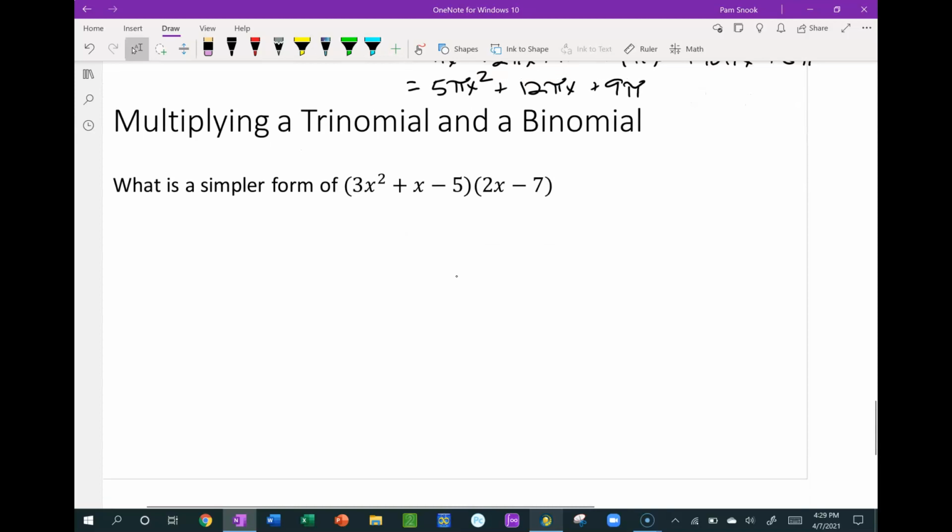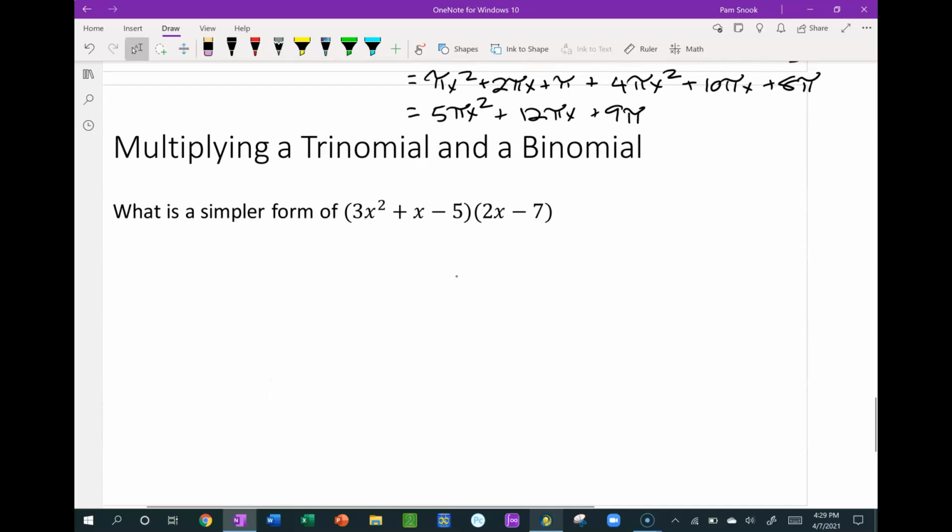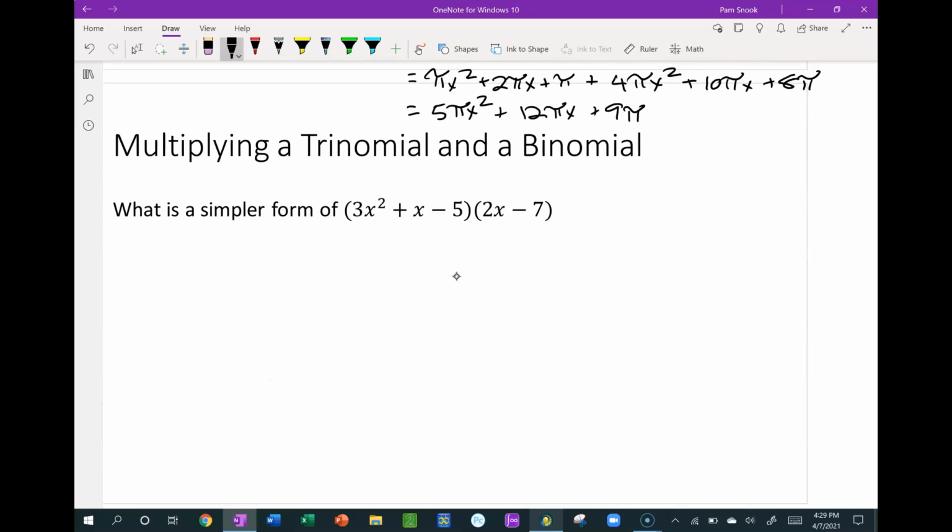All right, so now we're going to multiply a trinomial by a binomial. And remember, FOIL does not work. Not going to work at all, so not FOIL. That leaves our options: distribute or box. And I want to go ahead and do this both ways so you can see it. So method 1 is going to be distribute. And then I'll do method 2, which is the table, or I call it box method.